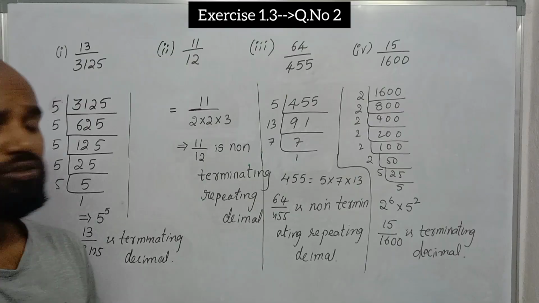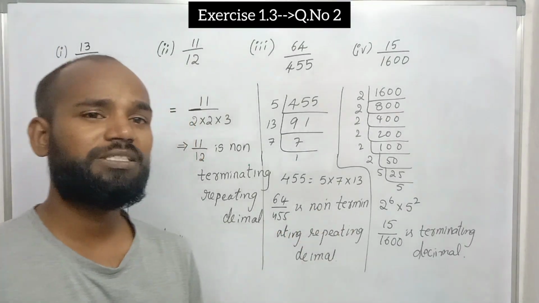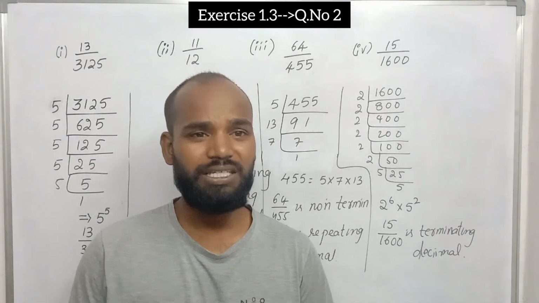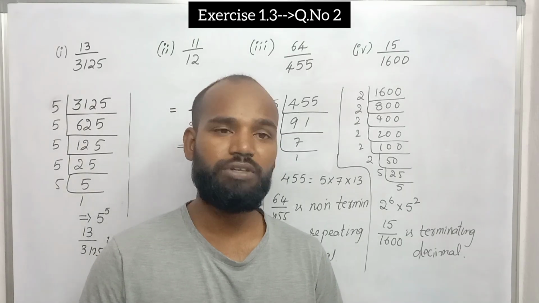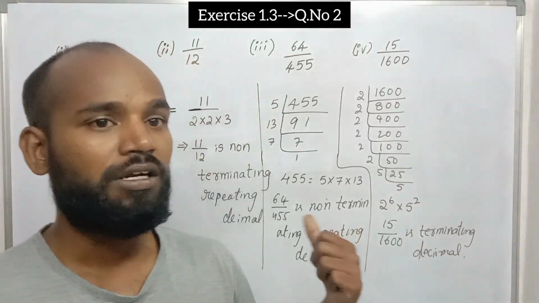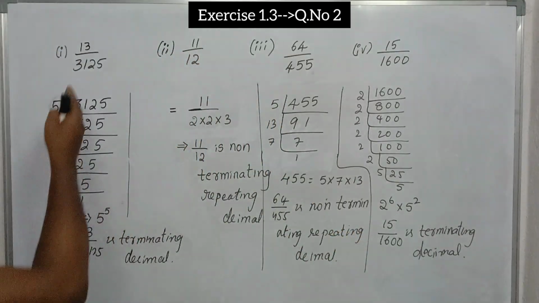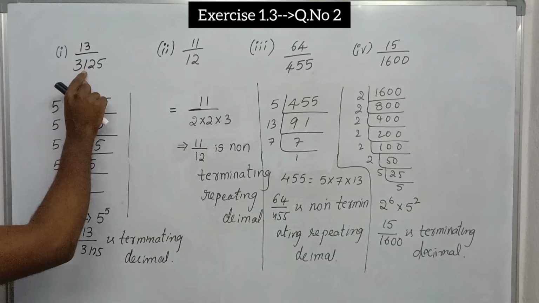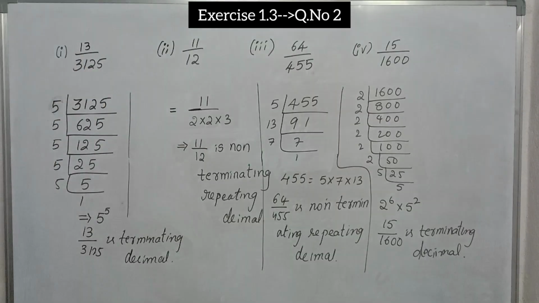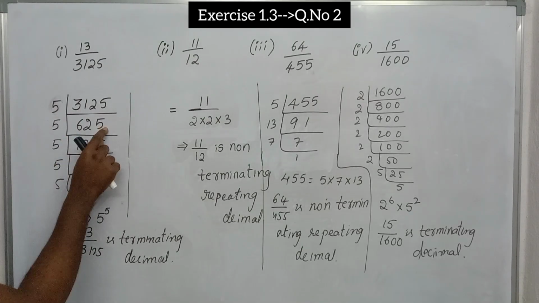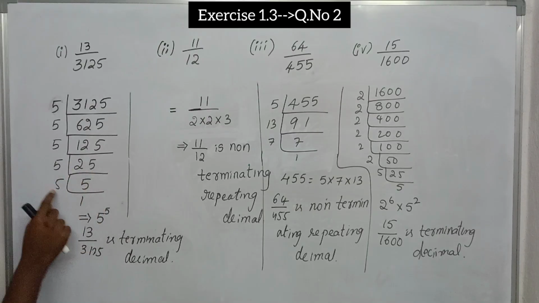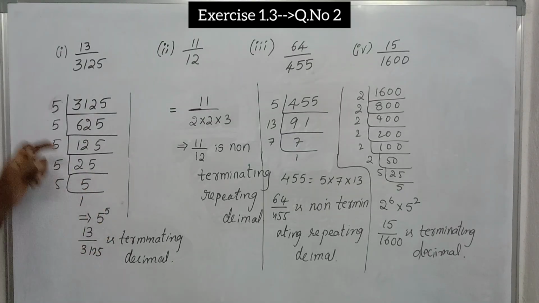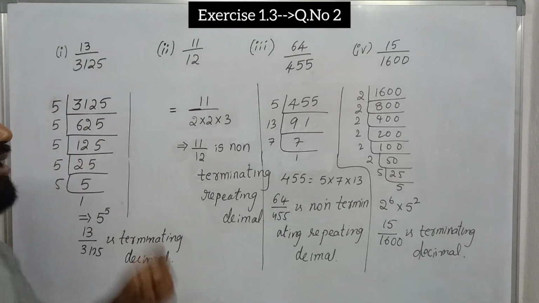So now let us check whether they are terminating decimals or non-terminating decimals just by looking at them. We are not going to solve it completely. Without actual division, we are going to tell whether they are terminating or non-terminating decimals. Look at the first question, 3125. Let us find the prime factors. 5 into 625, 5 into 125, 5 into 25, 5 into 5, 5 into 1. So finally 5 power 5 is nothing but 3125.